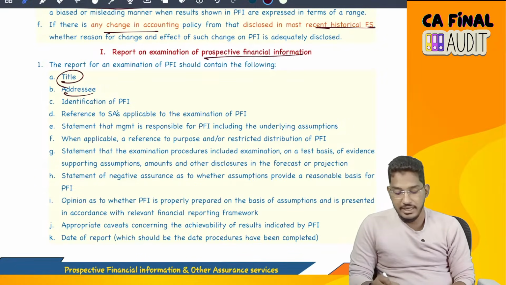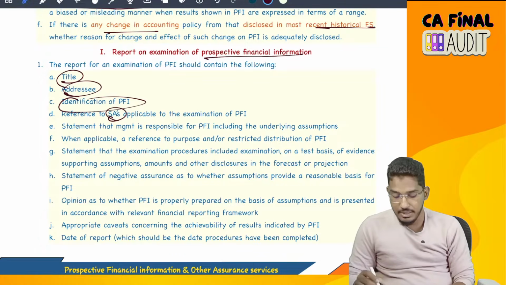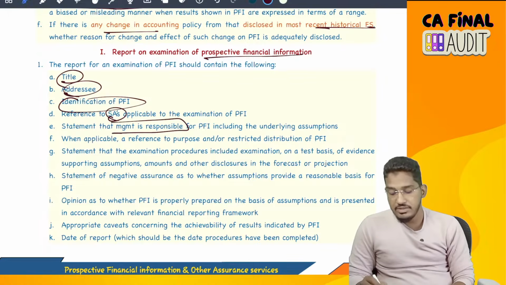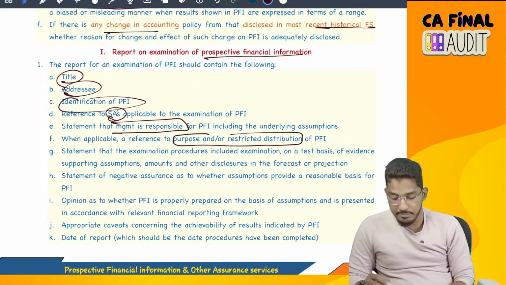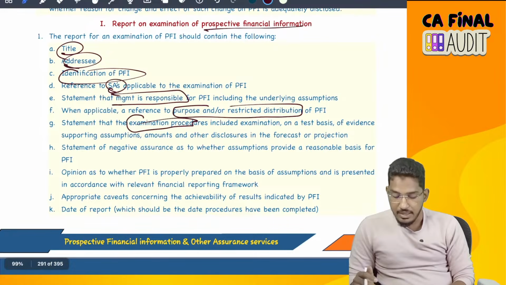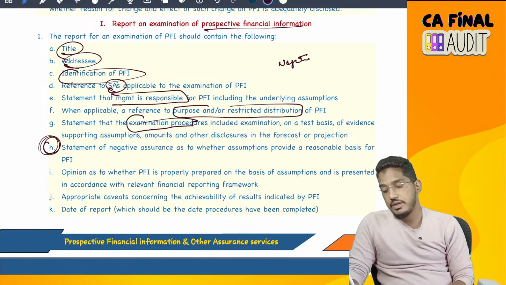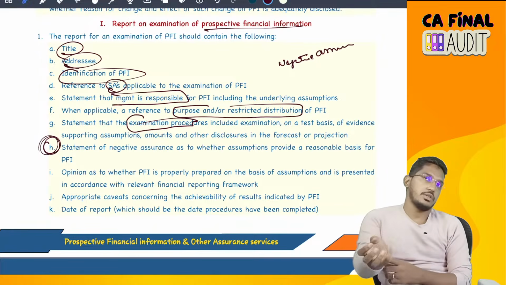Let us see. There should be a title, there should be an addressee. You have to identify the prospective financial information. You have to give reference to the ISAs if applicable, and you have to mention that management is responsible for the prospective financial information. You also have to say that this report is restricted only for a limited number of people, and explain what examination procedures you have performed. Then, this is very important, you have to give a negative assurance. You have to give a what? Negative assurance. Sir, what is this negative assurance?